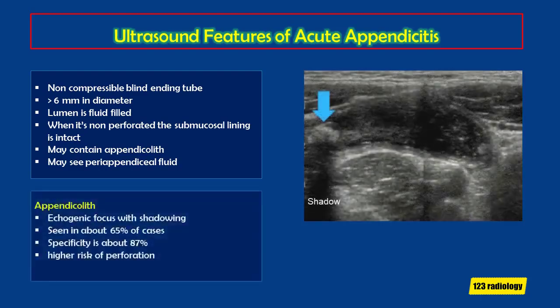You can see an appendicolith, which is an echogenic focus with shadowing. It is seen in about 65% of cases. It has a specificity of about 87% for acute appendicitis. One important thing to note: if you see an appendicolith within an inflamed appendix, there is a higher risk of perforation.